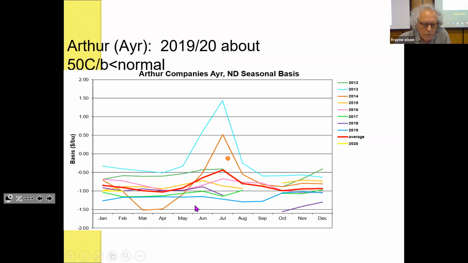A lot of difference across different marketing years. The 2020 is this yellow line, so they're typically about $1 under, much less than the longer term average, which is this red line. And you can see that that red line reaches a peak here in July and then begins falling through to about October.